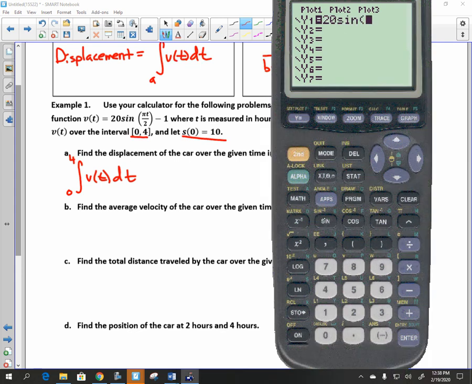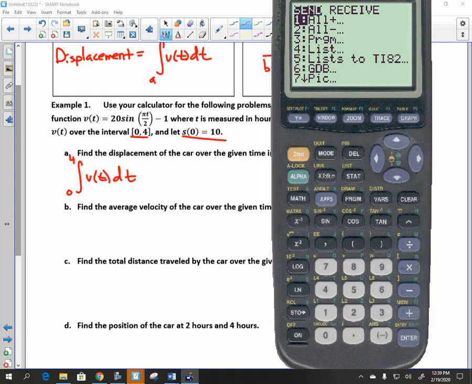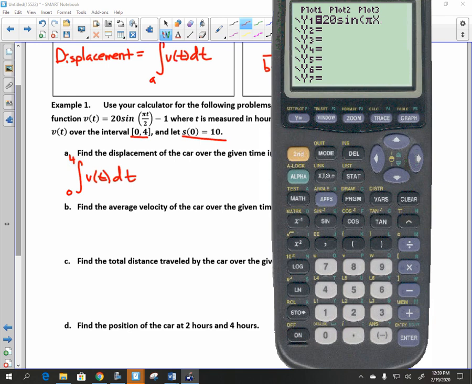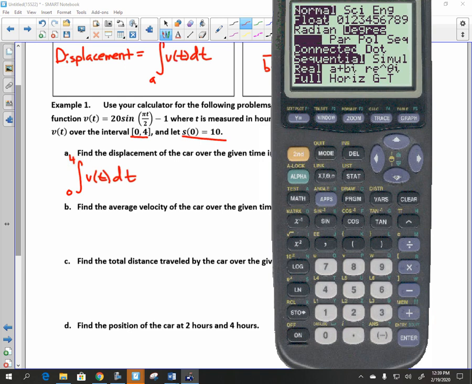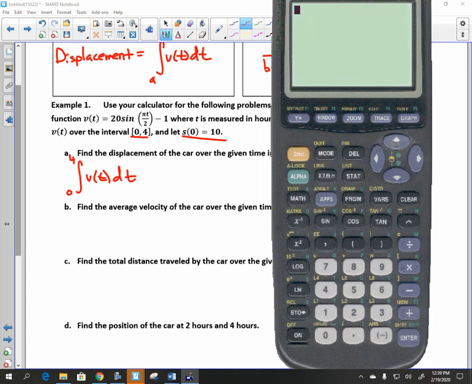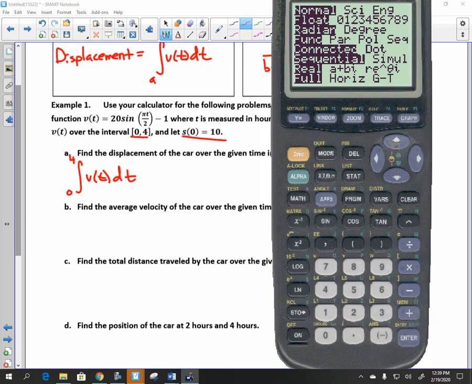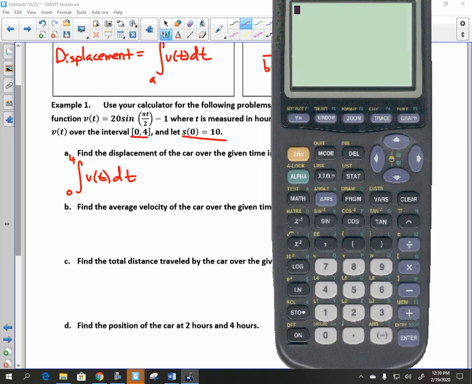20 sine of x. Whoop, 20 sine of pi x divided by 2 minus 1. And should I be in degrees or radians? Definitely radians. You go into mode and you press radians. I can't think of a time on the AP exam that you would be in degrees. Just so everybody knows.